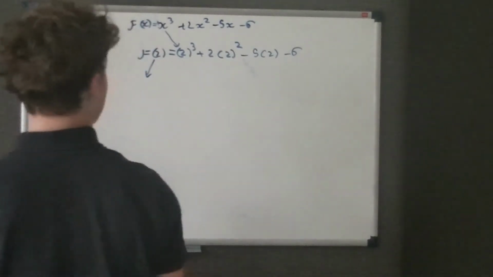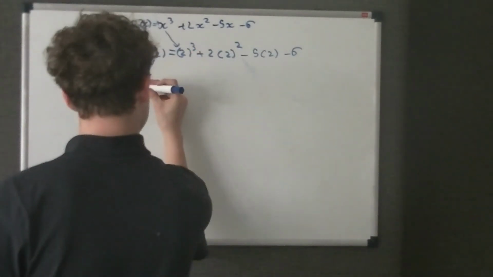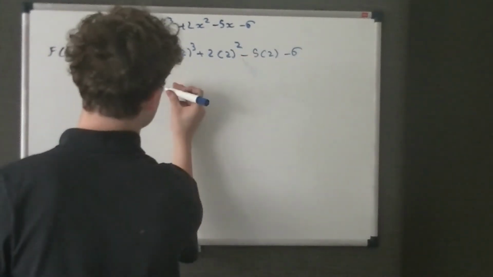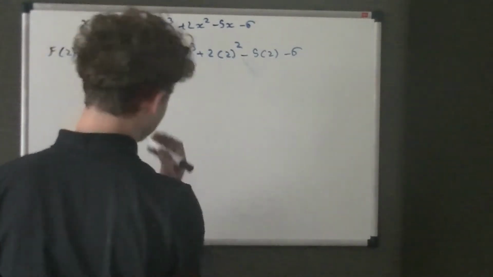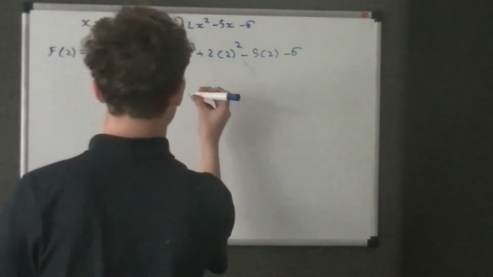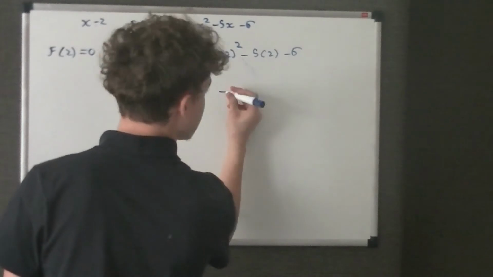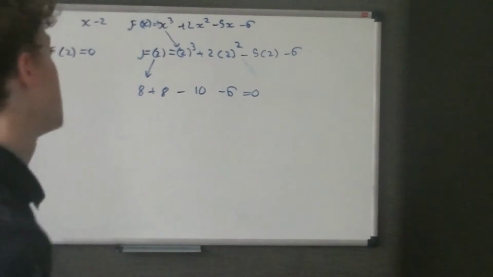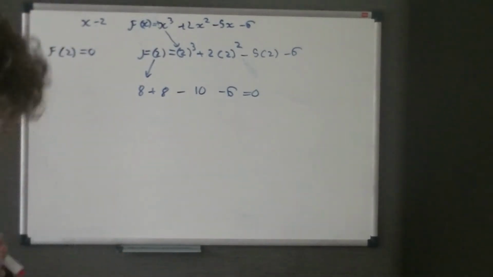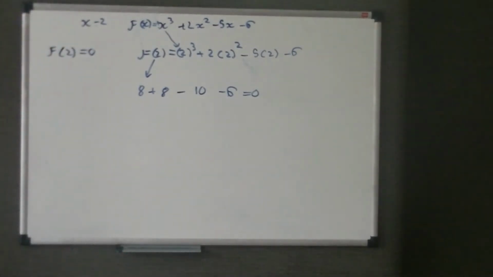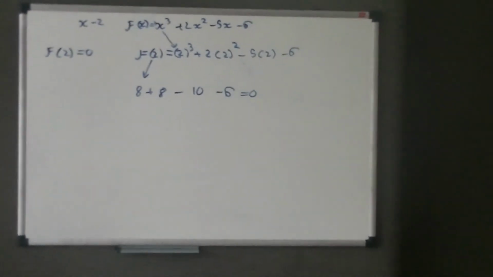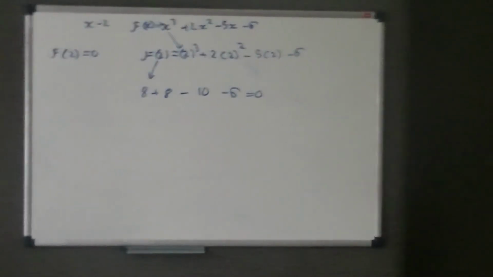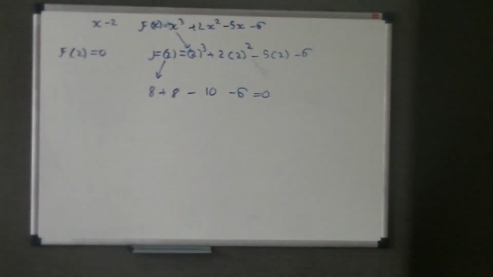So 8 plus 2 squared is 4, times 2 is 8, so 8 plus 8, take 10, take 6, and that comes to 0. So we've proved it's a factor. I'll give you a minute to copy that down, and then I'll get rid of it, because that's only proof, it hasn't actually answered the question yet. Right, get rid of it.